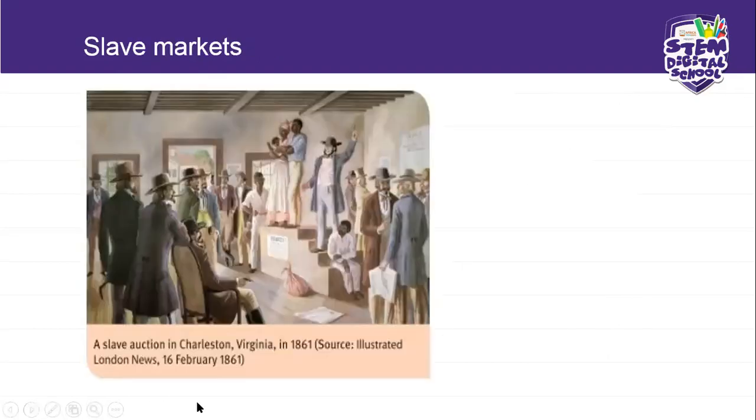In this picture, you can see at the slave markets, that's an auction happening there. You can see here these two Africans, a man and a woman and a baby. And this is the auctioneer. And these were the American farmers or American rich people who were buying the slaves. So this was basically a slave auction, slaves being sold to people.